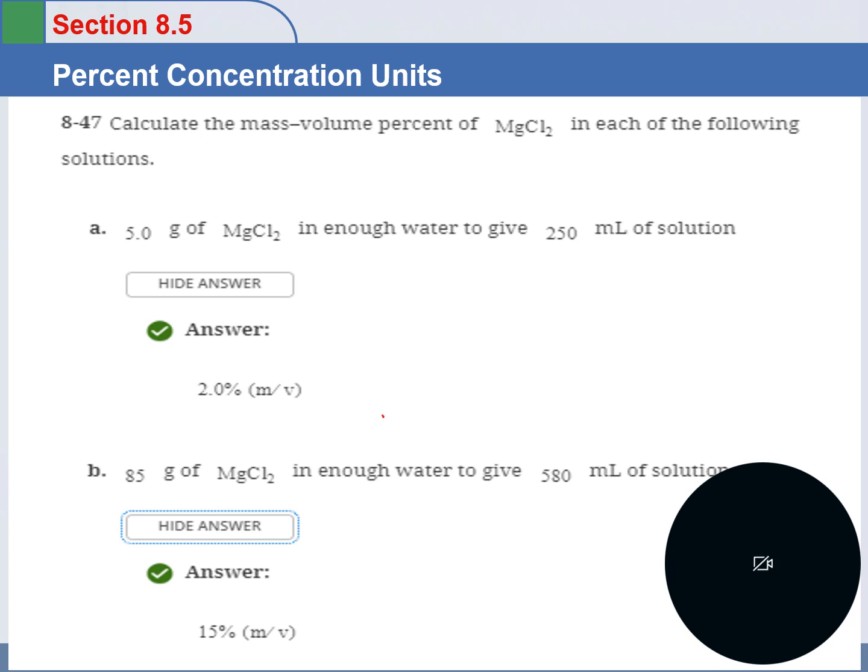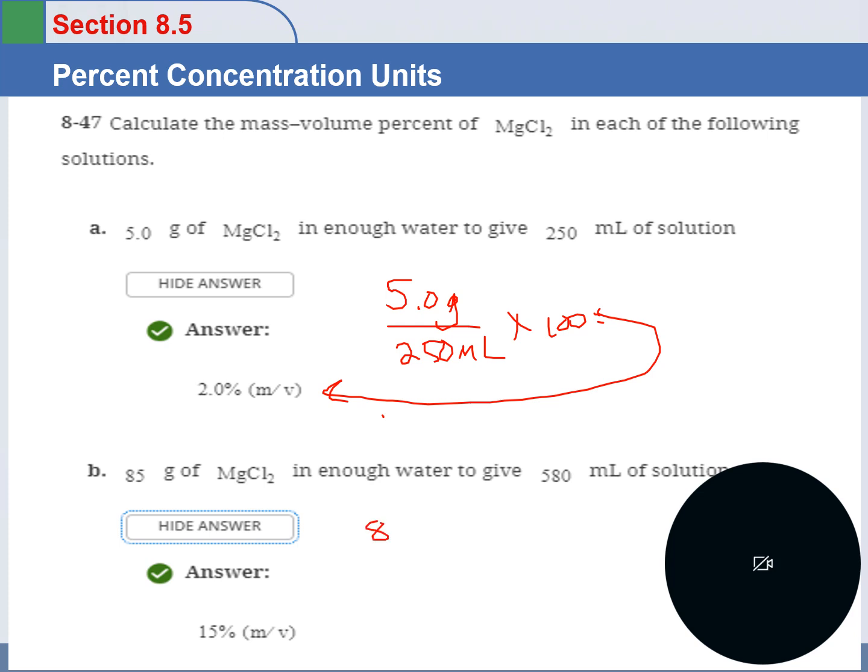Here's some practice with the equation that we were just talking about on the previous slide. Again, please pause the video, try this on your own and see if you can get it. But for A, you would do 5.0 grams divided by 250 milliliters, times that by 100, and you end up with this answer here. B is going to be very similar, 85 grams of magnesium chloride over 580 milliliters of solution times 100. Do that and you'll end up with this answer here.